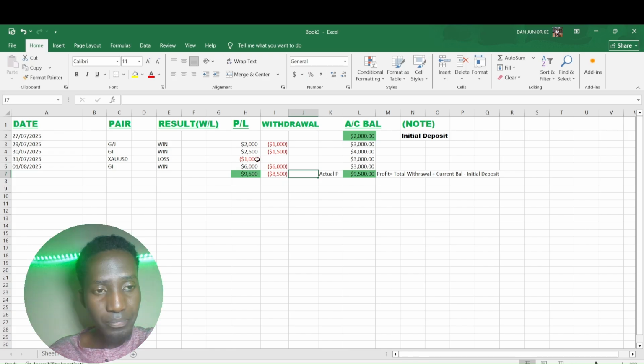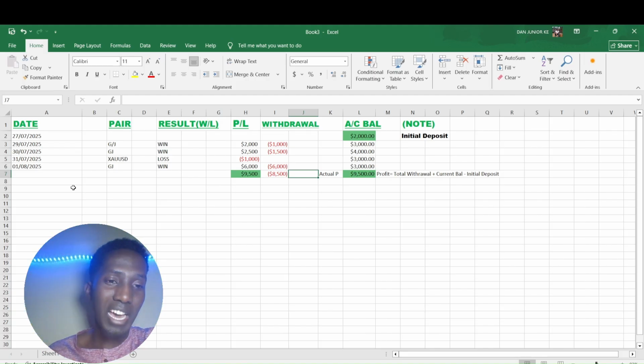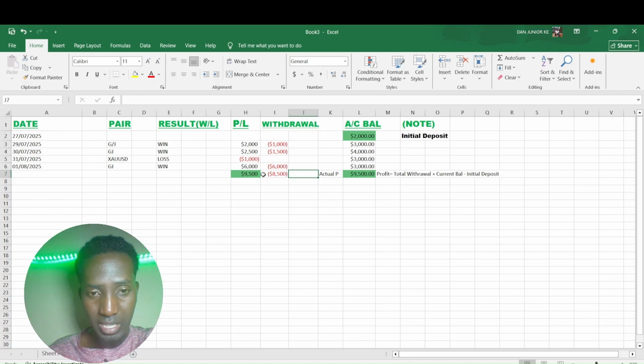Then on Friday, which is last week on Friday during NFP news, guys, I took 2 trades. On GJ, I think it was, yeah, on GJ and gold. Both of them I won. As you see here, I won 6k. Because it was on Friday, I withdrew 6k, and my balance became 3k. So this is how we calculate.